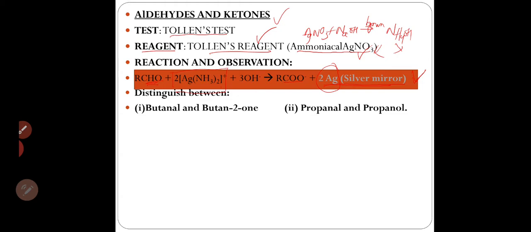So whenever, in order to distinguish between aldehyde and ketones, either you can do Fehling's reagent test or you can do Tollens test. You can write Tollens test. Whichever you find easier, you can write that.